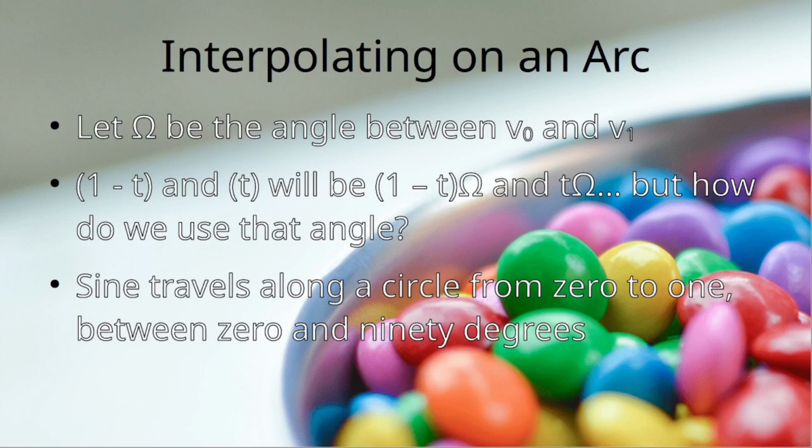But how do we use that angle? What's the function? If you remember your original definitions of sine, cosine, and tangent, you'll remember that sine travels along basically a circle from 0 to pi, or 0 to 1 if you've normalized it by pi. I'm sorry, between 0 and 90 degrees, that's what I'm saying. At 0, sine is 0, at 90 degrees it's 1, but its slope is actually part of the definition of a perfect sphere. So we can use that here.